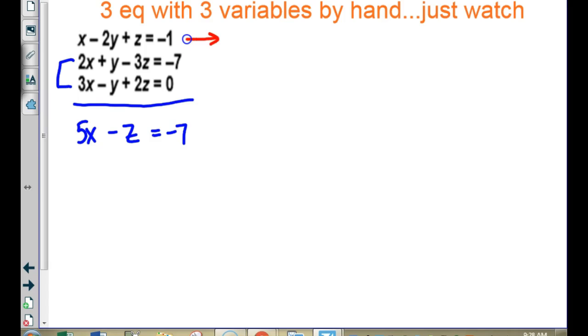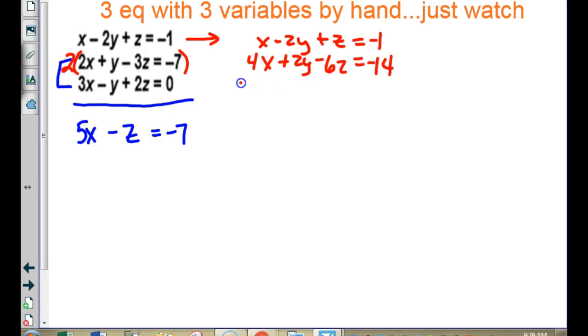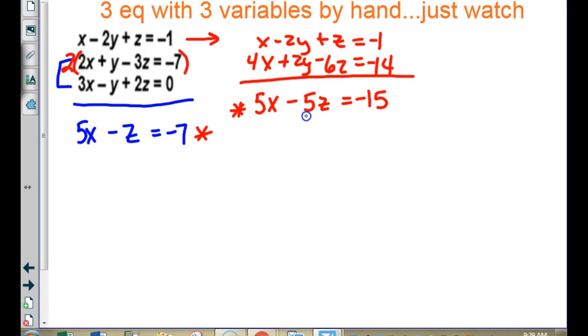So if I took this equation and I took this equation down here and I multiplied it by a 2, so that the y would now be a 2y and this was a negative 2y. Did I multiply that through right, guys? Okay, then I added those together. I'd have 5x minus 5z equals negative 15. Right, now I have 2 equations here and here that have the same set of 2 variables.